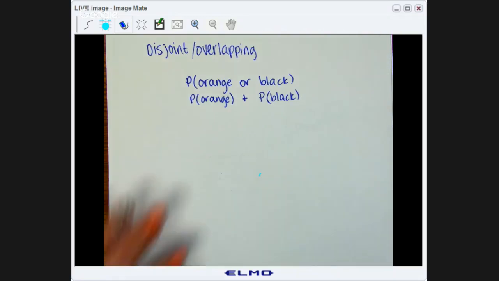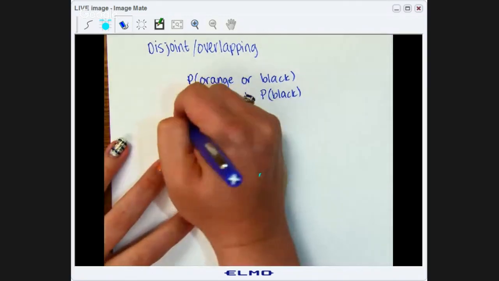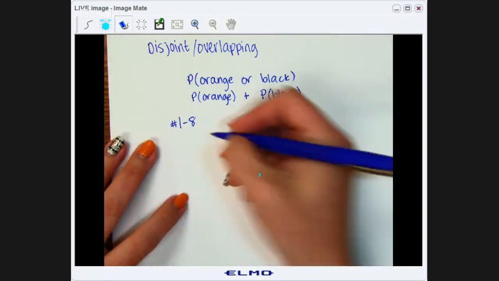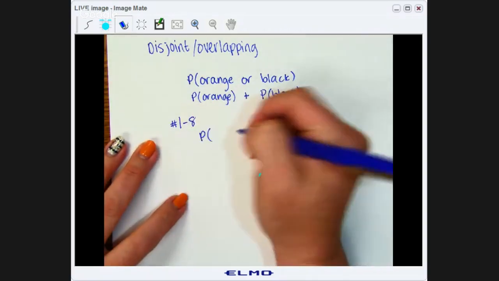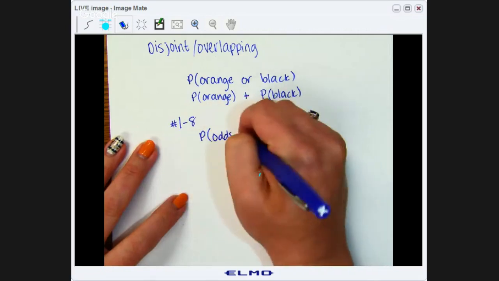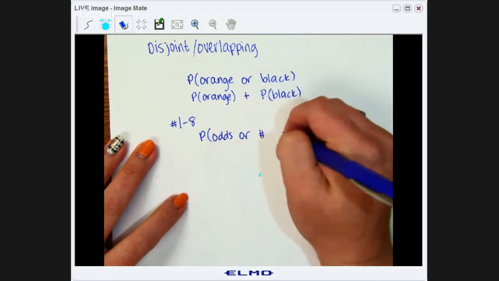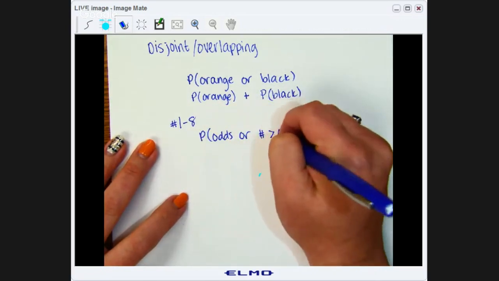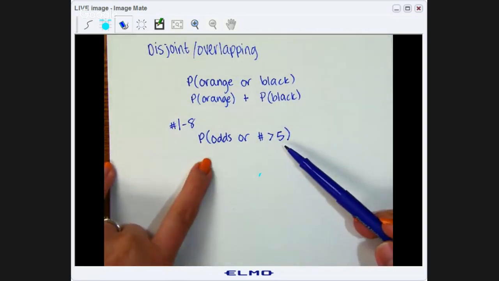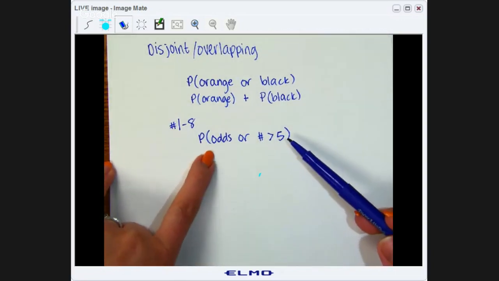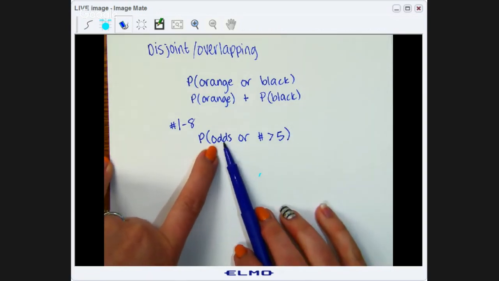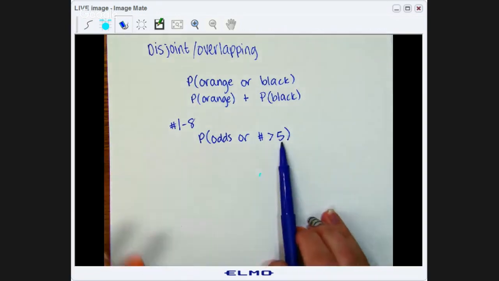Overlapping would be something like if I have a spinner that has numbers 1 through 8 on it, and I'm spinning a spinner, I want the probability of landing on odds or a number greater than 5. It's possible in a situation like this on a spinner that has numbers 1 through 8 on it to have some of your events that occur here to also occur here.